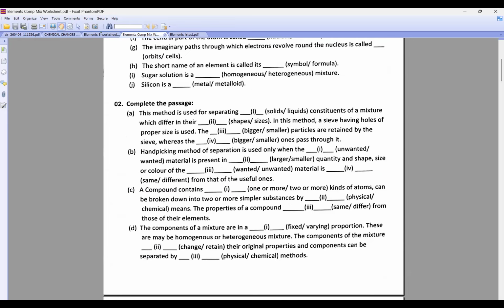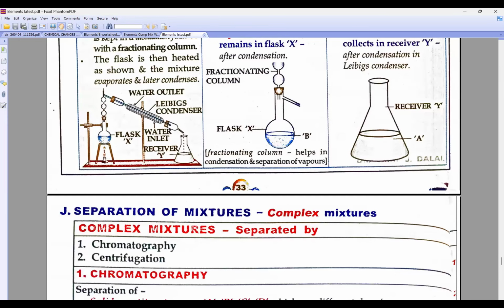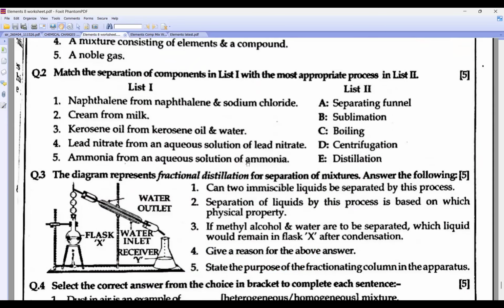You have to bring both the worksheets. Otherwise, I will not allow you to attend the class. So right now you are going to do this worksheet. Both the worksheets. So she didn't get the second worksheet. I gave. He gave.